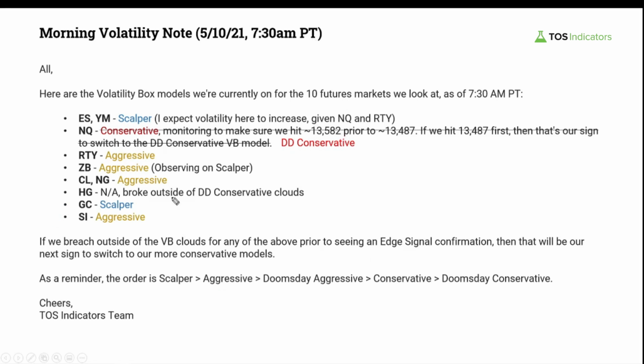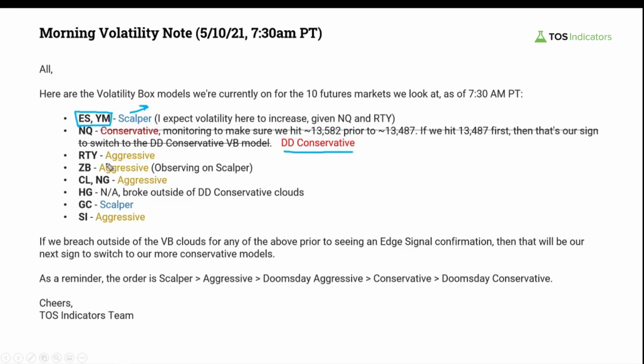Now, using all of that information, we really knew that, hey, S&P and the Dow are the places where we have scalping opportunities. These are where we could reduce our risk for quick in and out sort of trade ideas. The NASDAQ, we were on our doomsday conservative models. We knew the risk here would be the greatest.